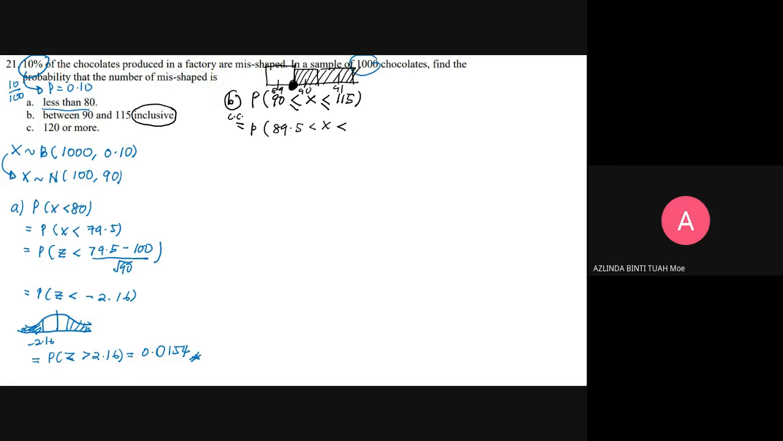So for 115, the box is here. This is 116, the box for 116. So 115 stops here, all the way from 90 to 115. So where does 115 stop? 115.5. Okay, 115.5. So we are done with continuity correction. Next, convert to Z.